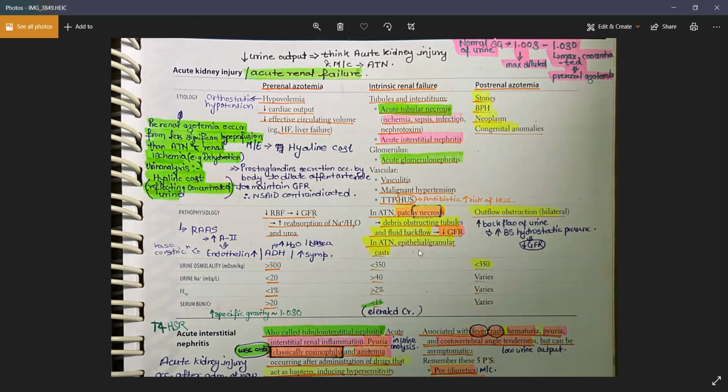All this debris is now blocking the tubules. I told you, whenever you have a blockage in the tubules, it will raise the hydrostatic pressure in the Bowman's space, right? So that will cause a decrease in the filtration. You will have a loss of GFR. A significantly low GFR will lead to a significant rise in the creatinine also. You will have a creatinine level of more than 2 or 3 even, and the ratio will be less than 15 always.